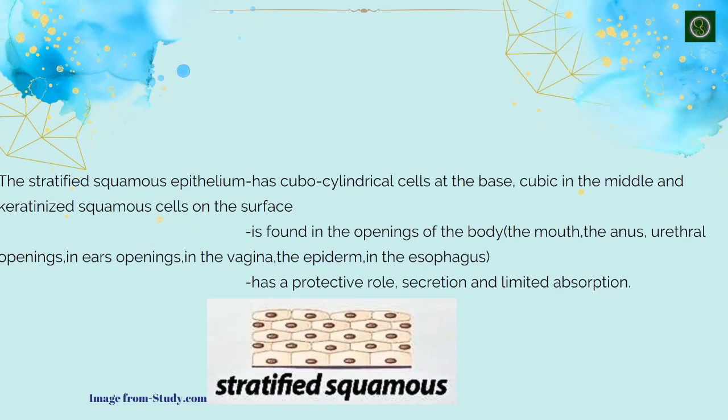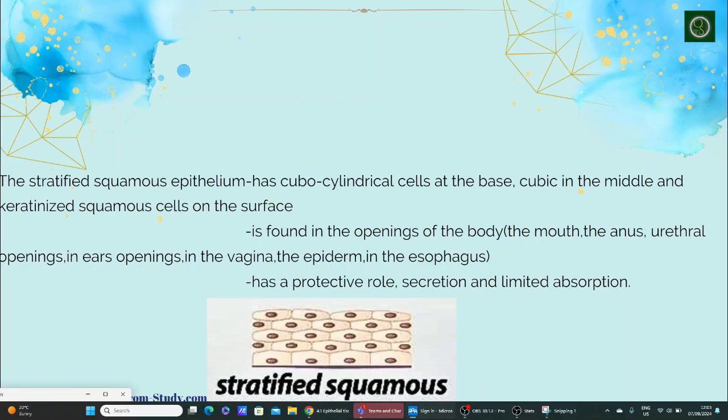The stratified squamous epithelium has cuboidal columnar cells at the base, cuboidal in the middle, and keratinized squamous cells on the surface. The epithelium is found in the openings of the body to the outside, such as the mouth, the anus, urethral openings, ear openings, in the vagina, epidermis, and also in the esophagus. The roles of the squamous epithelium are protection, secretion, and limited absorption.